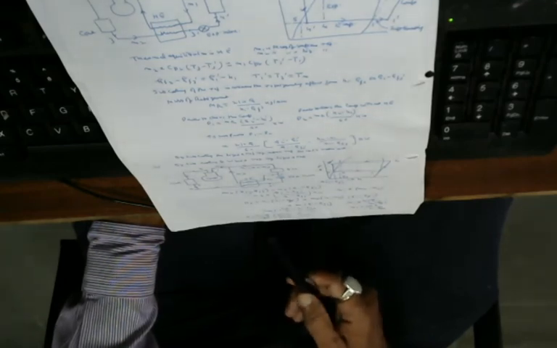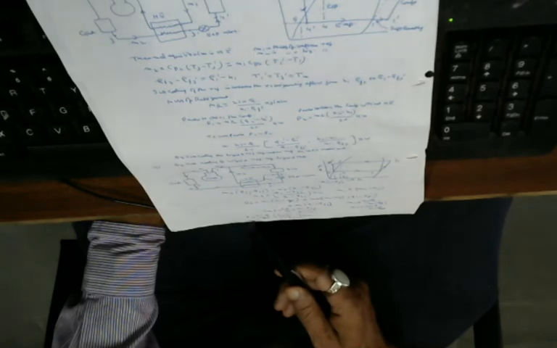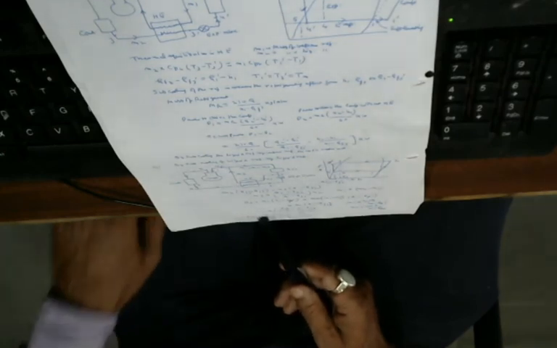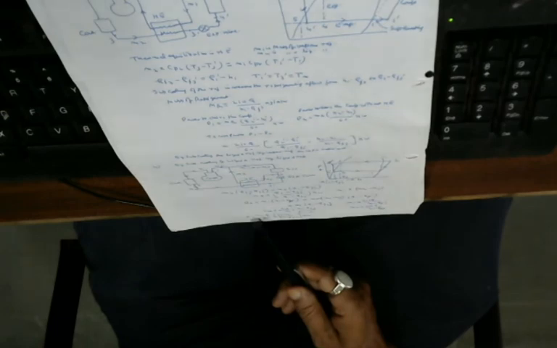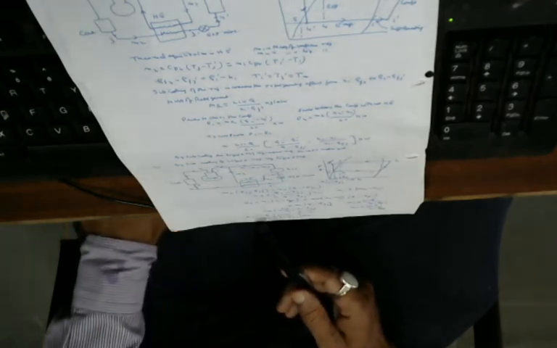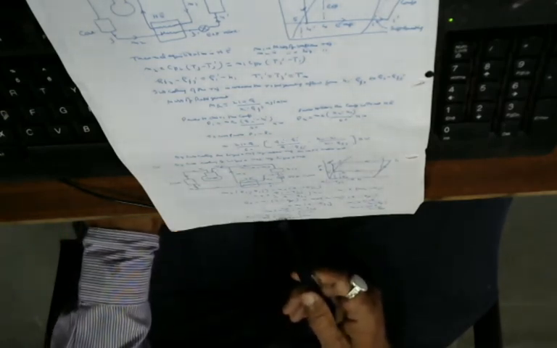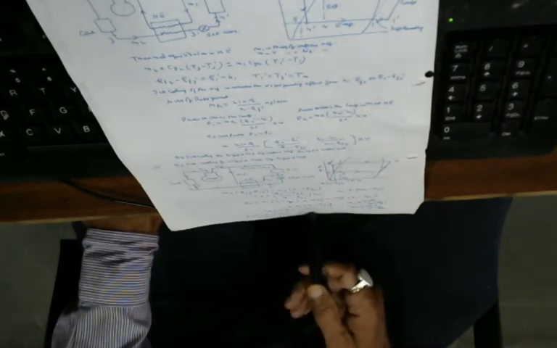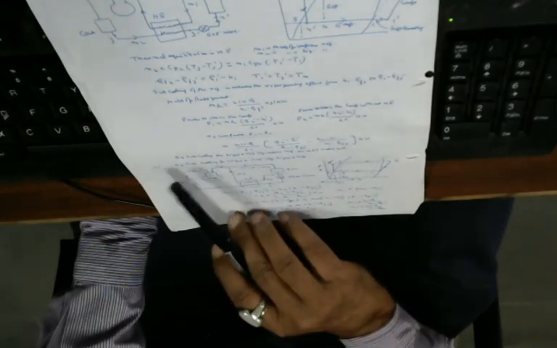Then power is given by 210 Q upon 60, that is the mass of the refrigerant, multiplied by (H2 minus H1) divided by (H1 minus HF3), which comes in kilowatts. Okay, this is how I have explained to you.